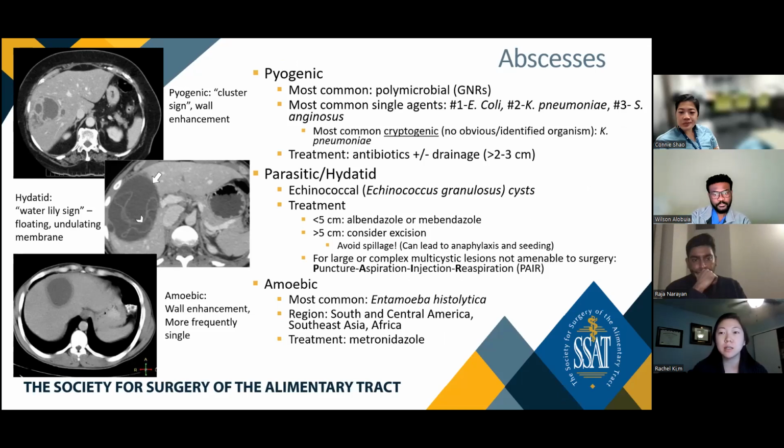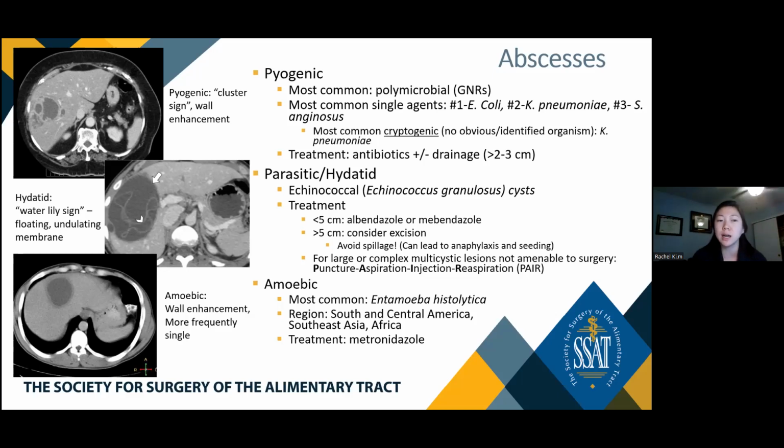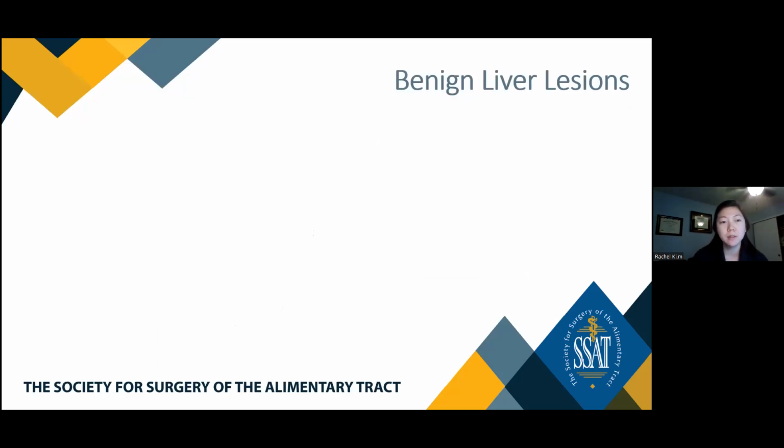They typically tell you some travel history to a region like South or Central America, Asia, or Africa, and that should be your hint that they might be pointing you towards an amoebic cyst. You typically do not need an intervention. They are managed very easily with metronidazole or Flagyl. And if there are fungal cysts, you usually only see them in immunocompromised patients who are susceptible to superinfections.